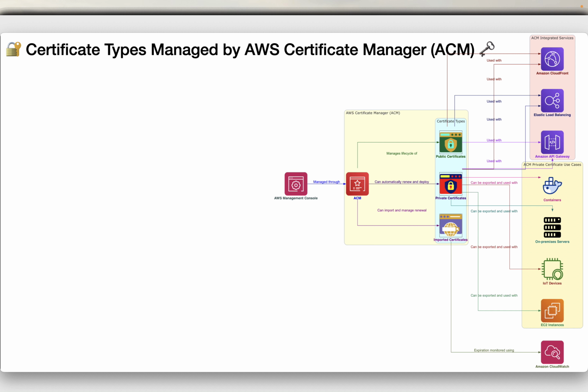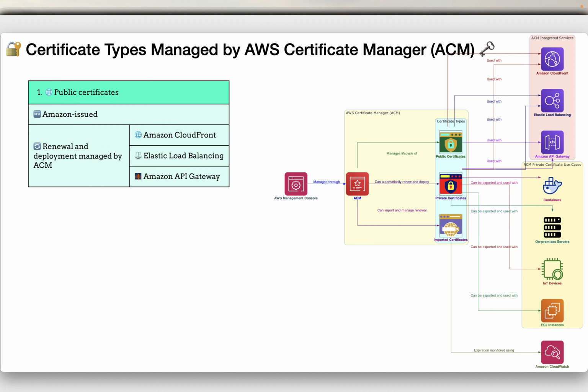So certificate types managed by AWS Certificate Manager, ACM. First one is public certificates, which are Amazon issued. So you can request Amazon issued public certificates directly in ACM. Renewal and deployment managed by ACM. So ACM manages the renewal and deployment of public certificates used with ACM integrated services such as CloudFront, Elastic Load Balancer and Amazon API Gateway.